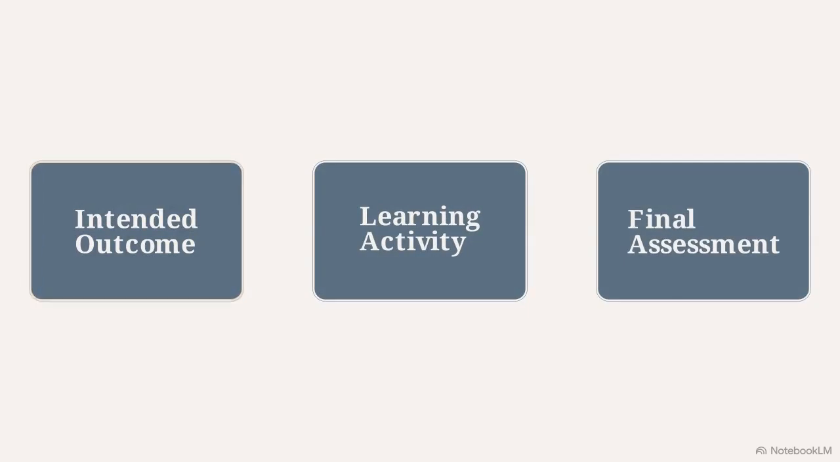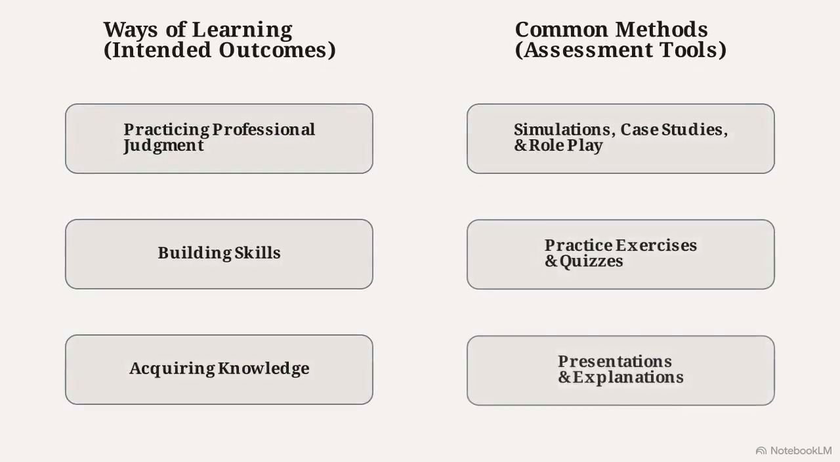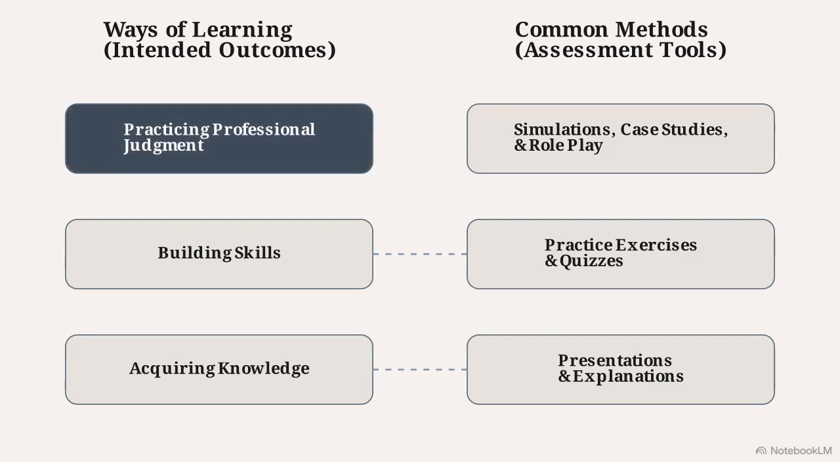It is the strict, unbreakable mapping of an intended outcome to both the learning activity and the final assessment. This flowchart maps ways of learning directly to common methods of assessment. It highlights the most common failure point in digital course design, a severe mismatch between the stated goal and the digital assessment tool used to measure it.